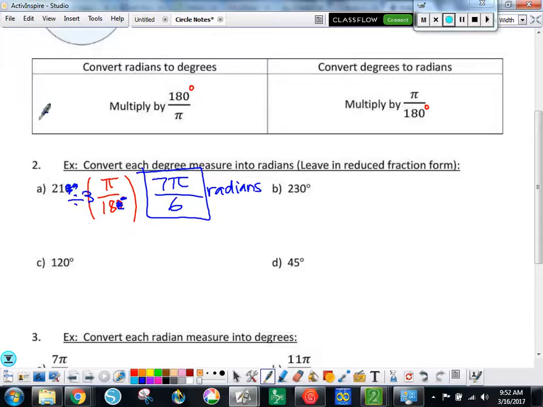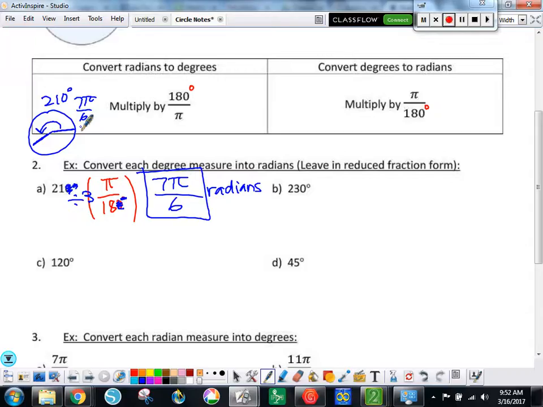You can draw a picture to see if that helps illustrate it. If this is the original starting spot, 210 degrees is somewhere down in here. So that's 210 degrees. That's also 7 pi over 6 radians. So they're the same measurement, just using a different way to measure. Does that sort of make sense? And you don't have to draw the picture as part of your answer, I just want you to see it.